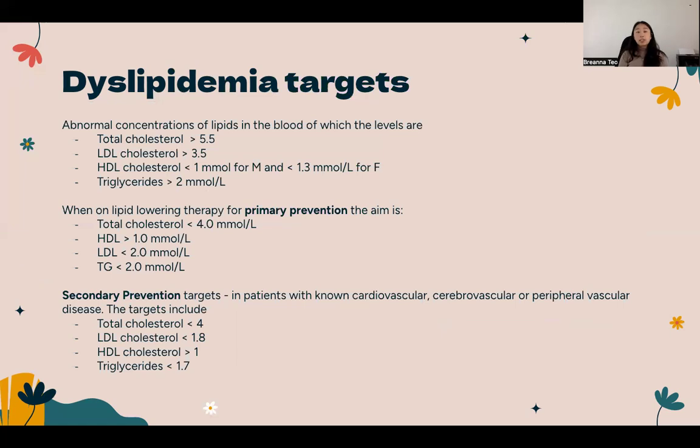Then we have our targets. The first group is abnormal concentrations of lipid in the blood. So these are the upper limits of normal. So 5.5 for total cholesterol, LDL cholesterol above 3.5, HDL cholesterol below 1 or 1.3, and triglycerides above 2. And then once we're on lipid lowering therapy for primary prevention, so that's they haven't had a heart attack or a stroke or something yet, we have aims for the lipid levels. An easy way to remember this is 4221. So total cholesterol below 4, LDL below 2 and triglycerides below 2 is the aim, and HDL above 1 is the aim.